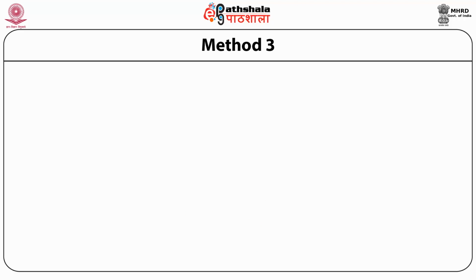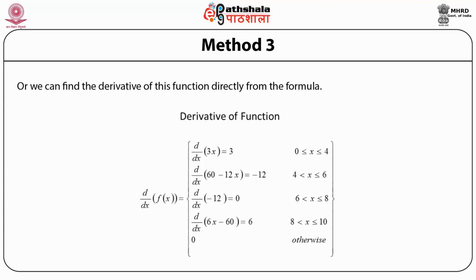The third method is we can find the derivative of the function directly by doing differentiation. d over dx of 3x is equal to 3. d by dx of 60 minus 12x is minus 12. Then d by dx of minus 12 is 0. d by dx of 6x minus 60 is equal to 6.